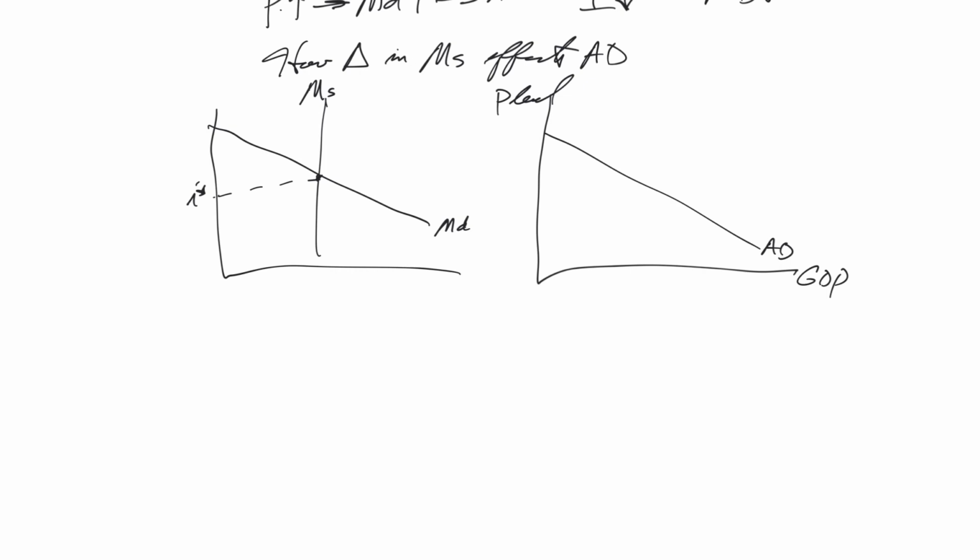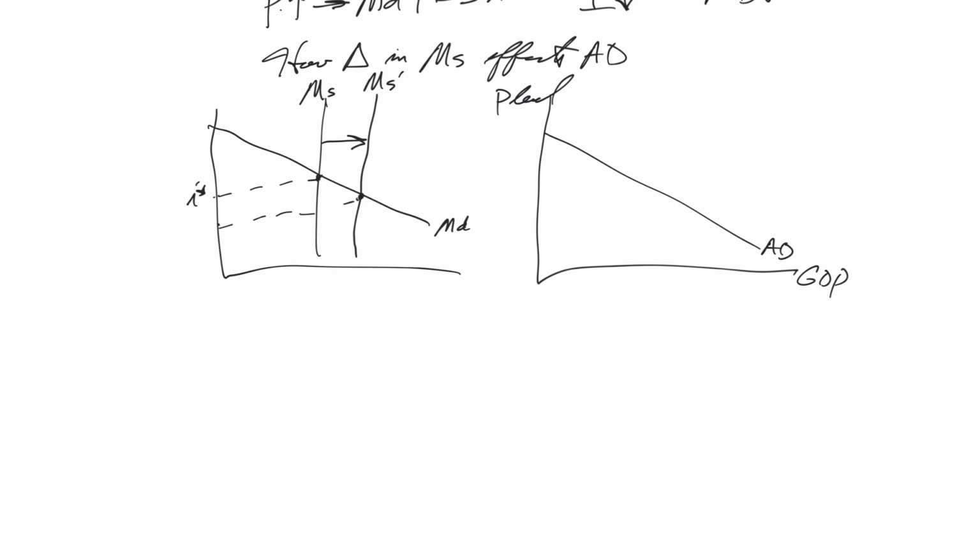Let's say the Federal Reserve decides to increase the money supply. So they go out and they buy a bunch of bonds. The bonds come into the Federal Reserve. Bonds are not part of the money supply. And the Federal Reserve pays for these bonds with money. The money goes out into the economy, and you've got more money out there. So money supply shifts out to the right.